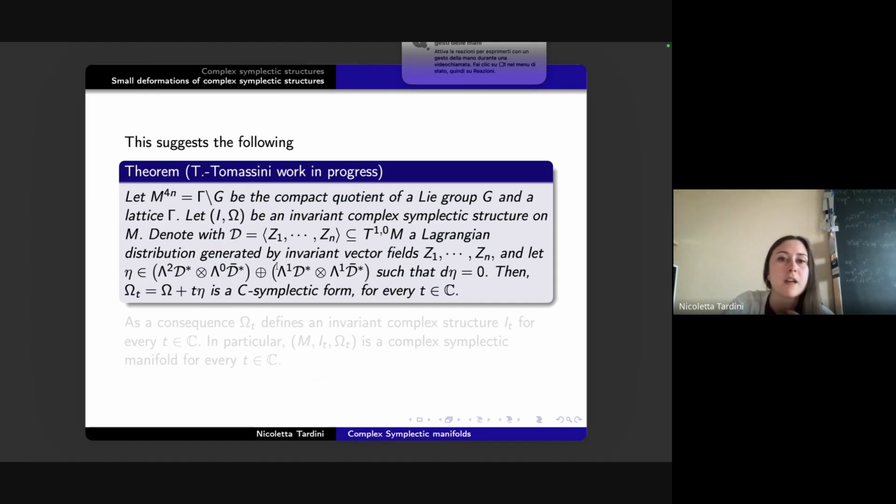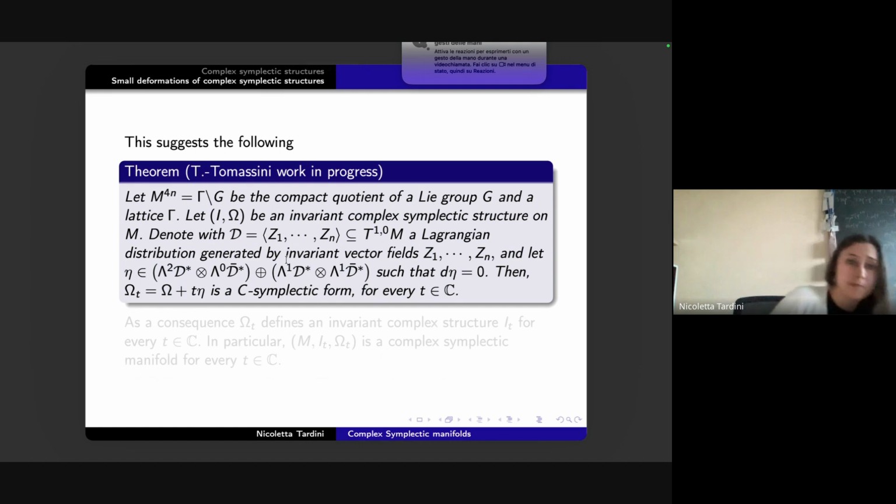So, just like in the examples, you have a compact quotient of a Lie group by a lattice. We take an invariant complex symplectic structure on the manifold, and we take a Lagrangian distribution generated by linearly independent invariant vector fields, say Z1, ..., Zn. And we take eta, that is essentially the form that is deforming, to be defined on this distribution as a 2-0 form plus a 1-1 form. In the example, it was a 1-1 form, but it's not a problem if you add a 2-0 part.